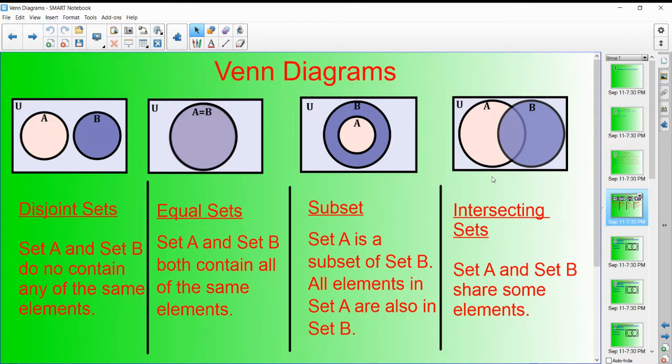And then we have the most frequent occurrence where they share some items in common. For example, we can look at even numbers and numbers that are divisible by 5. If I put some even numbers here, 2, 4, 6, 8, not divisible by 5, but 10 is, so 10 would go in the middle. So intersecting sets, which is very common, they share some elements, but not all of them.